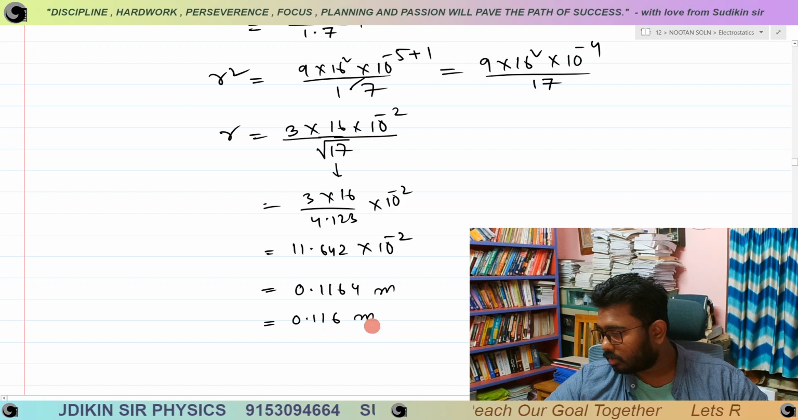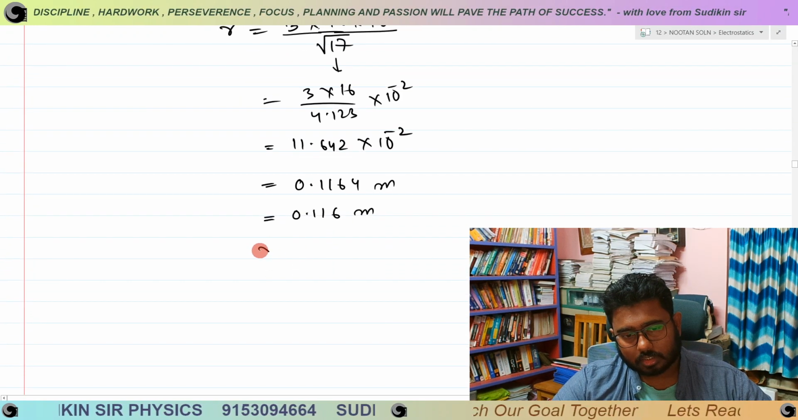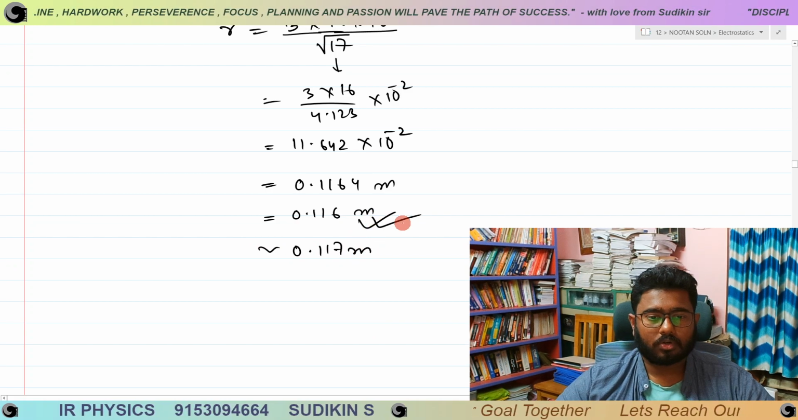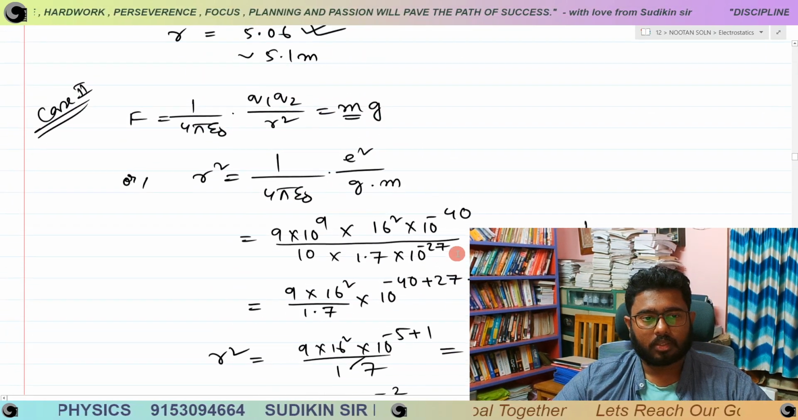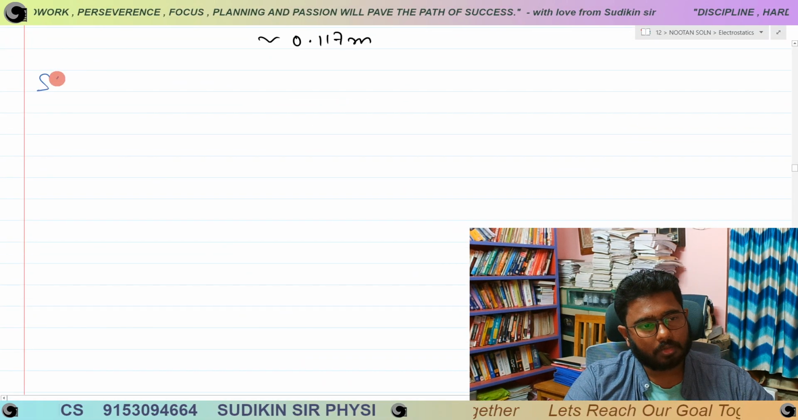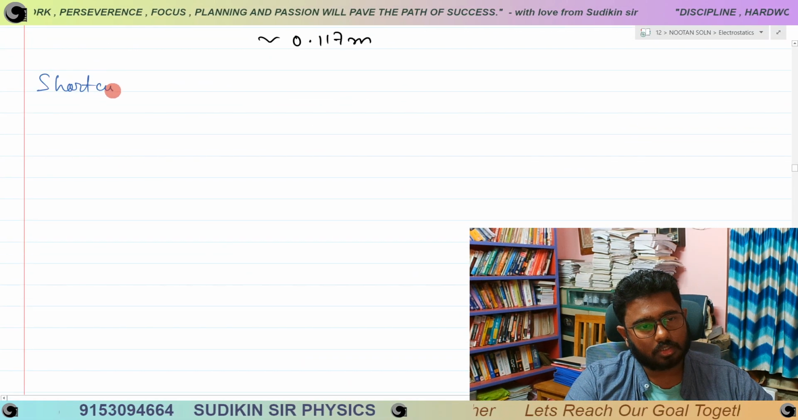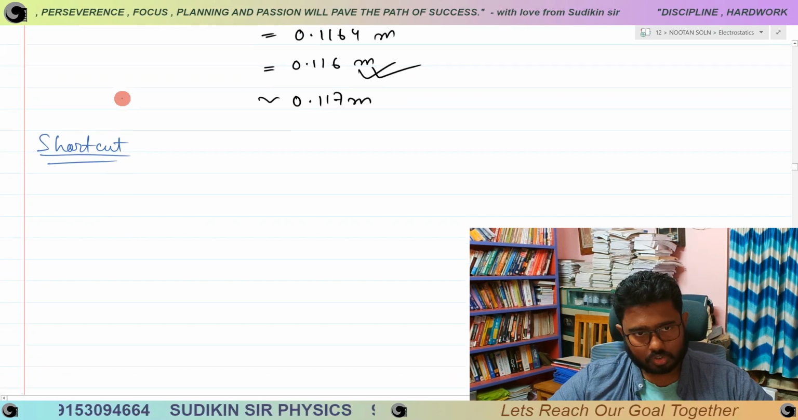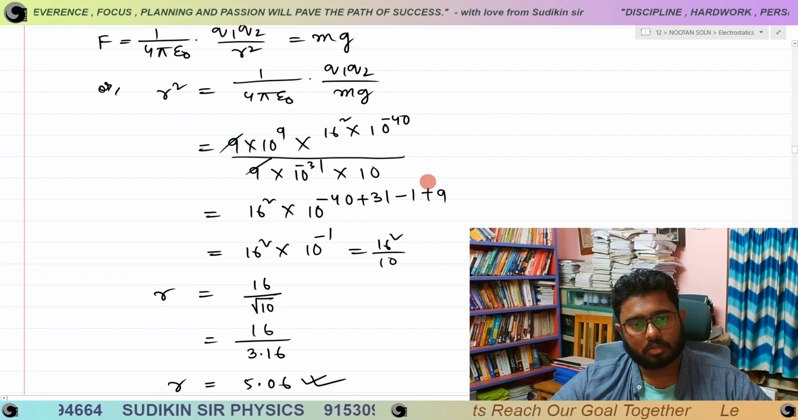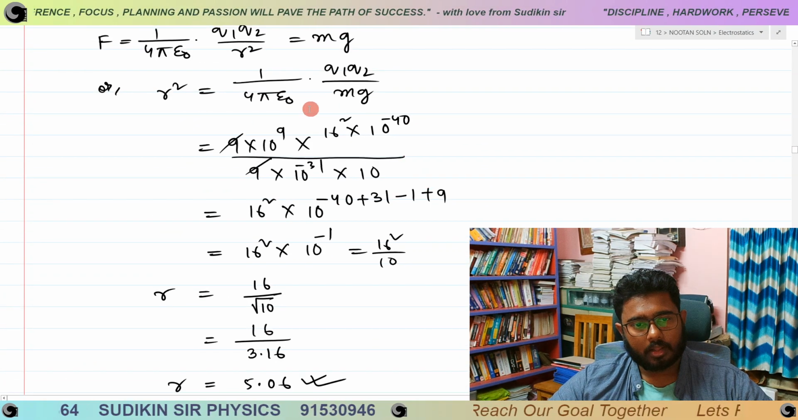Okay, this is the answer. In the book it is given as 0.117 meter, but this is good. Okay, now I would like to show you a shortcut on this method. This is not required, but if you want to do this shortcut, you can. The shortcut is, we have found out this value.